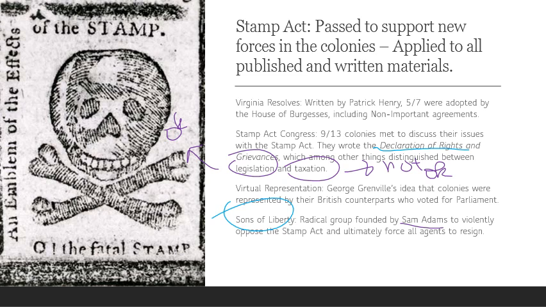Now, Sam Adams is going to appear pretty much anywhere that the pot is being stirred. He is a drama queen, you guys. Sam Adams is absolutely everywhere that something is happening, and he is making sure that everybody is mad. And so he starts the Sons of Liberty to violently oppose the Stamp Act.